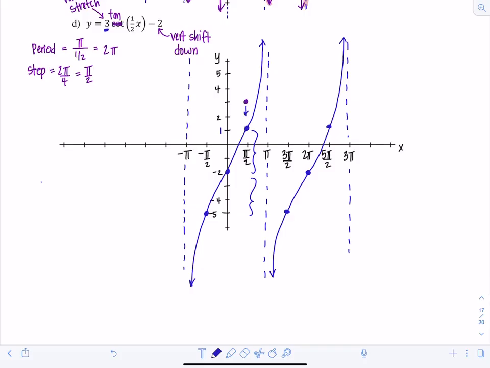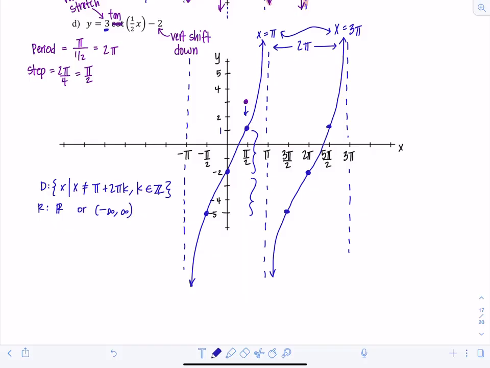So the domain is going to be all x's such that x does not equal, well, the first positive equation for an asymptote I see is at x equals pi, and then the next one is at x equals 3 pi. So the distance between these two values is 2 pi, right? The period. So x cannot equal pi plus 2 pi k, where k is an integer. And then the range is all real numbers, or you could say negative infinity to infinity and beyond.